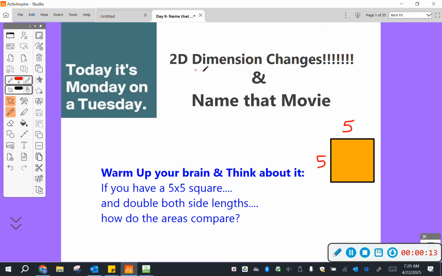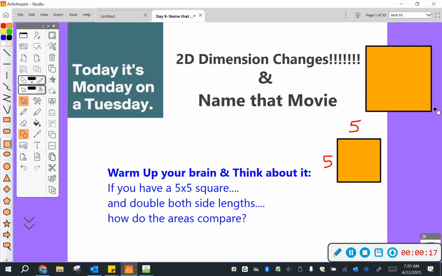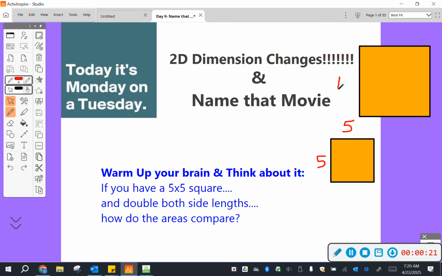What if I double the side lengths and create another square? What is that going to be? 5 by 5 doubled is going to be what? 10 by 10. I will now have a 10 by 10 square. I'm doubling the size. Does that make sense?